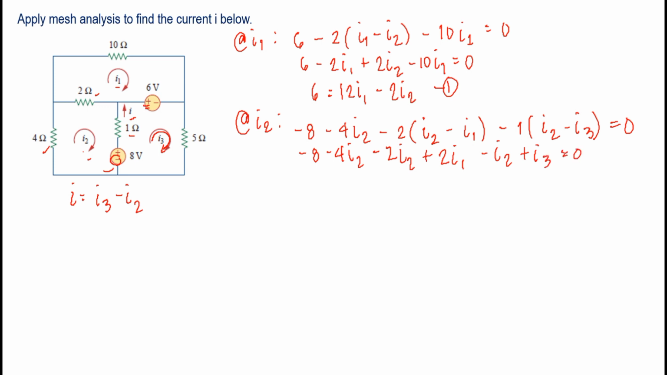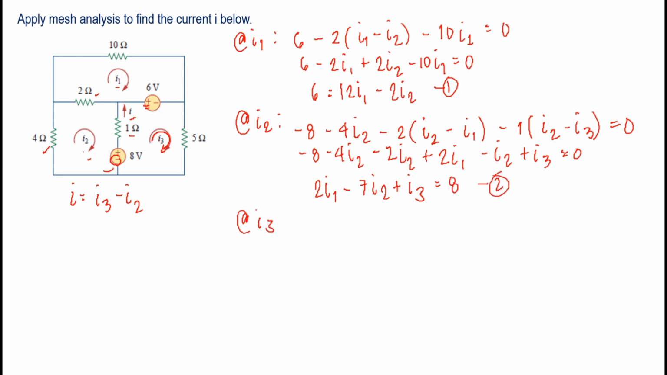So we have 2I1, negative 4 minus 2, negative 6 minus 1, negative 7 I2, then positive I3 equal to 8. So that is our second equation.